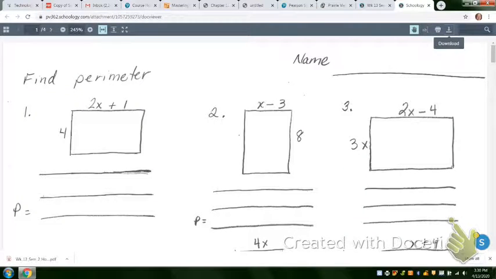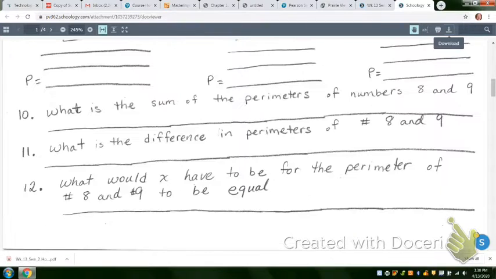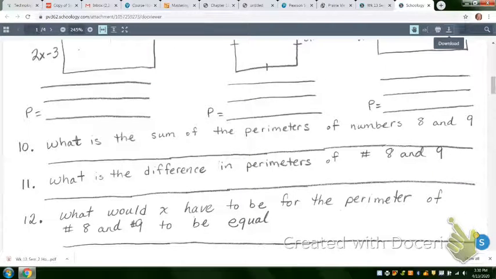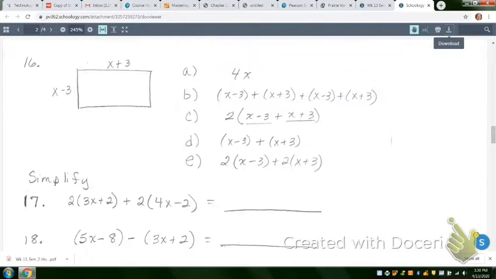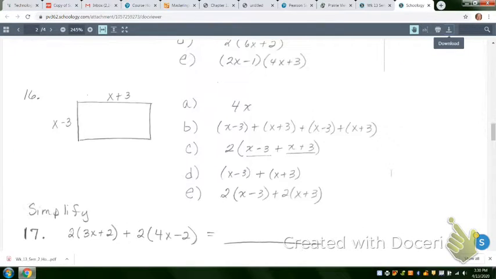All right, so now we're ready to look at our homework. So grab your Week 13 homework if you haven't already. And you can see that the first page is a bunch of perimeter problems. And then down here I have some of those sum and difference problems. Second page I have some multiple choice, and then just some simplified problems at the bottom.